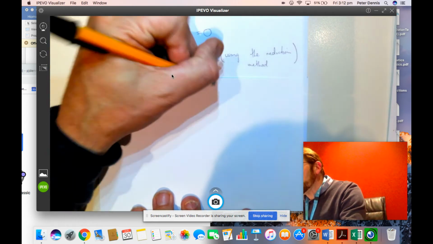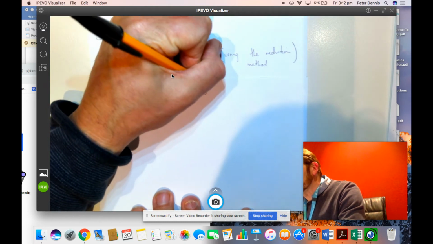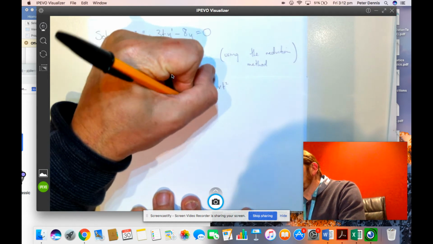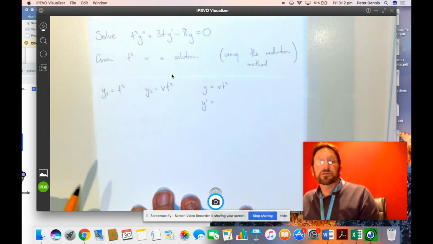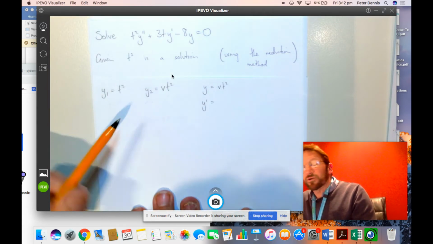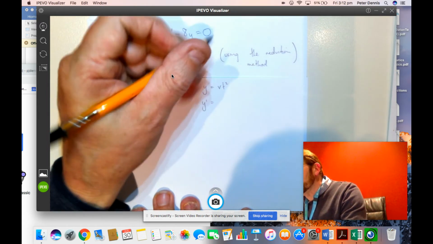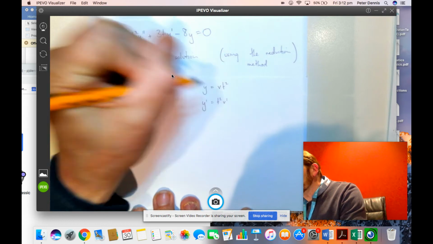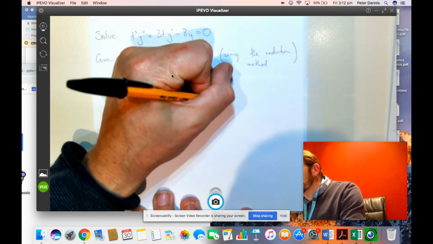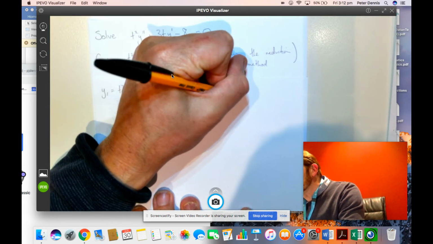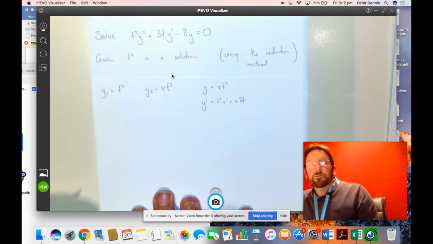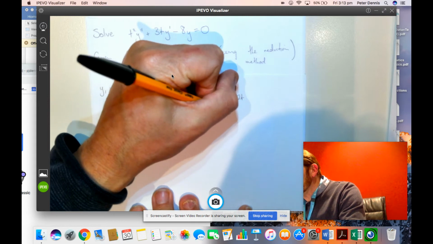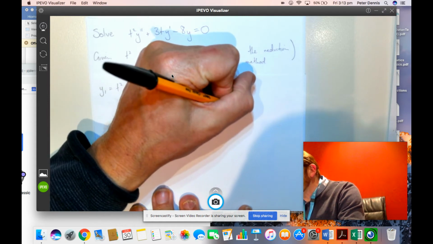From here we need to find out, okay, y is vt squared, and y dash is going to be something, and we're going to use the product rule to find that. The product rule gives t squared times the derivative of v plus v times 2t, written in a really horrible order, but we'll change that: t squared v dash plus 2tv.